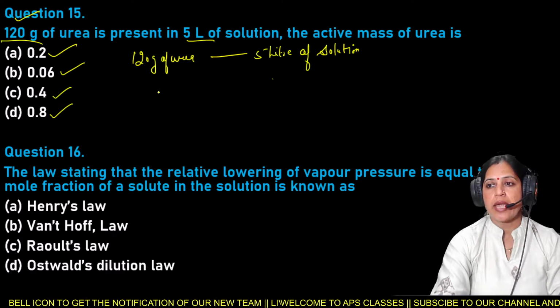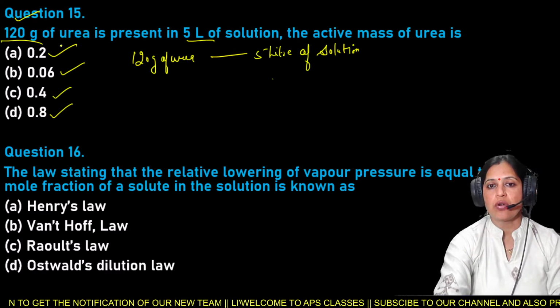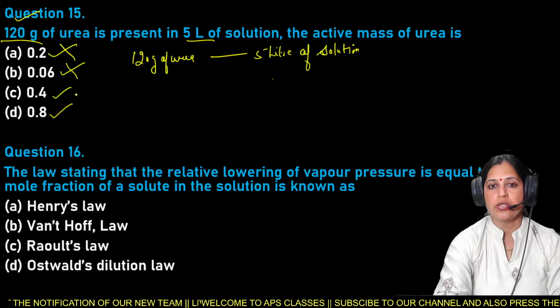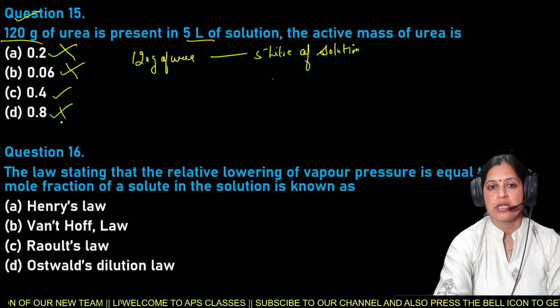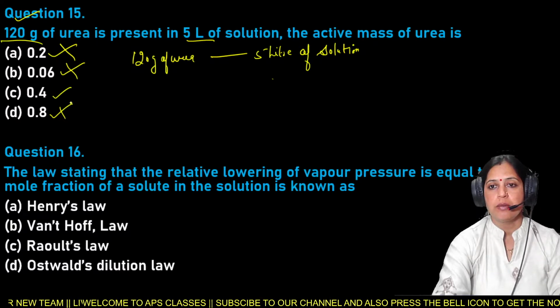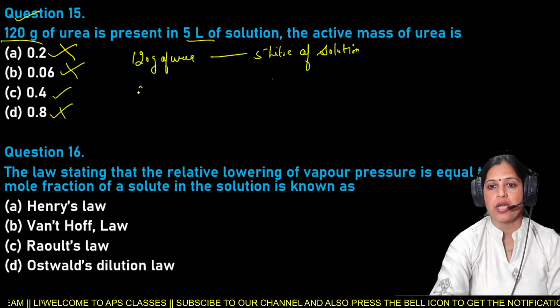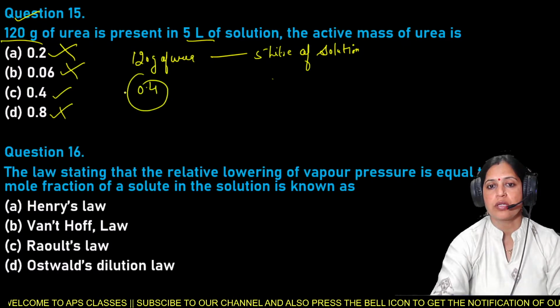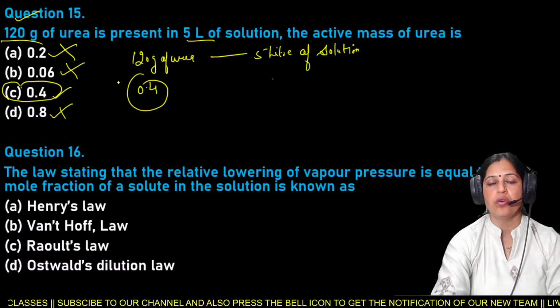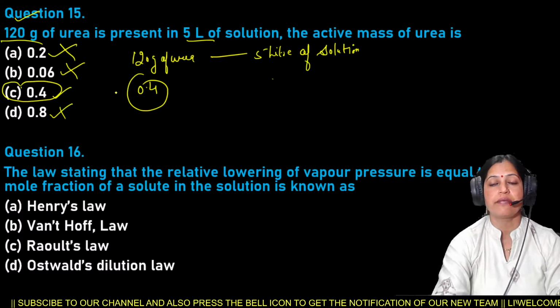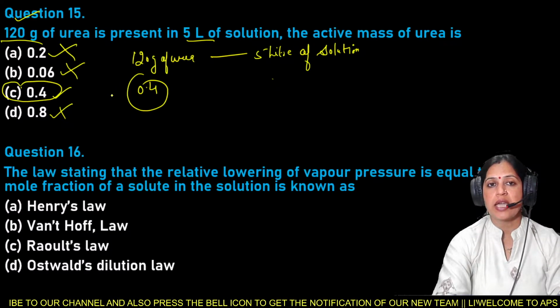The active mass of the urea is not 0.2, not 0.06, and not 0.8. But the active mass of the urea is 0.4. So option C is the right answer. When 120 grams of urea is present in 5 liters of solution, then the active mass of the urea is 0.4.